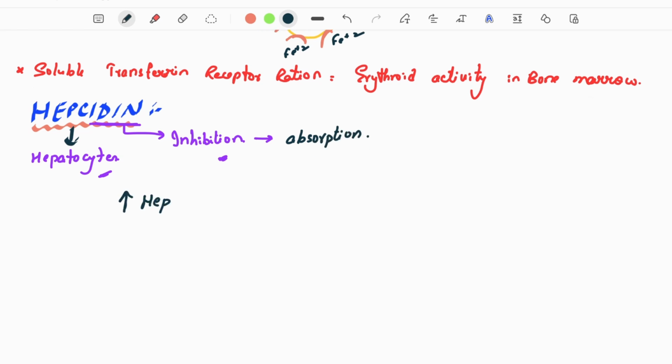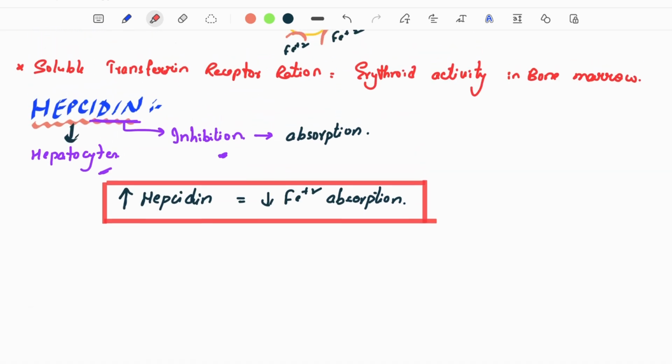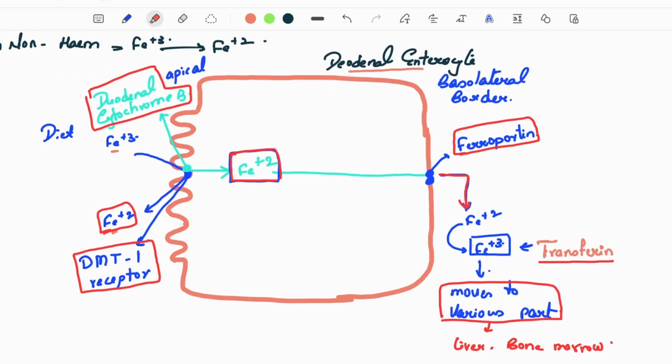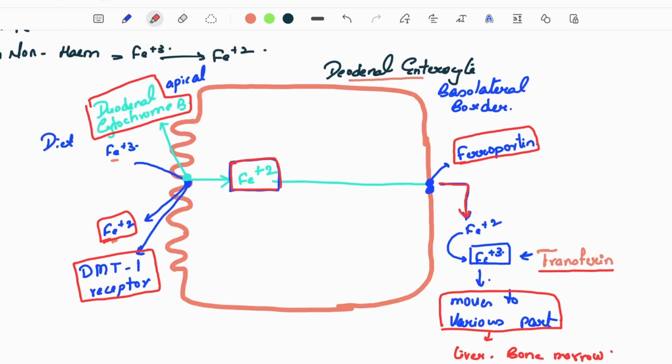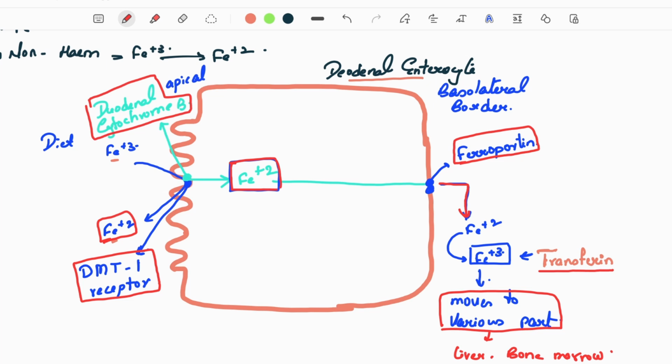Hepcidin increases, then iron absorption decreases. So this is the one point that you should remember. Hepcidin increases, iron absorption decreases. Let's discuss the mechanism. It's very easy. We already discussed the mechanism of absorption of iron. So now let's discuss the inhibition of iron absorption.